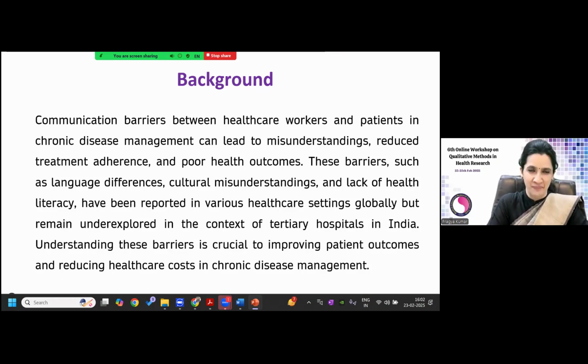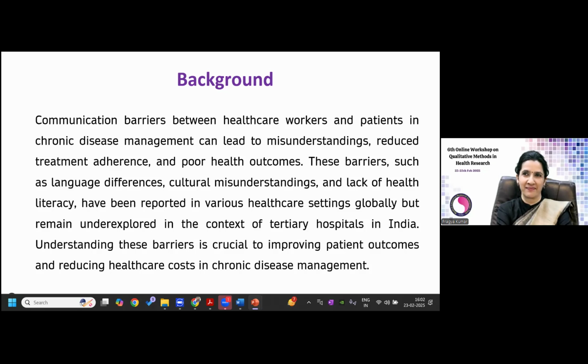So yes, this communication barriers, again, I think someone else can do this. Yes, can someone read this? Communication barriers between healthcare workers and patients in chronic disease management can lead to misunderstandings, reduced treatment adherence, and poor health outcomes. These barriers, such as language differences, cultural misunderstandings, and lack of health literacy, have been reported in various healthcare settings globally, but remain underexplored in the context of tertiary hospitals in India. Understanding these barriers is crucial to improving patient outcomes and reducing healthcare costs in chronic disease management.